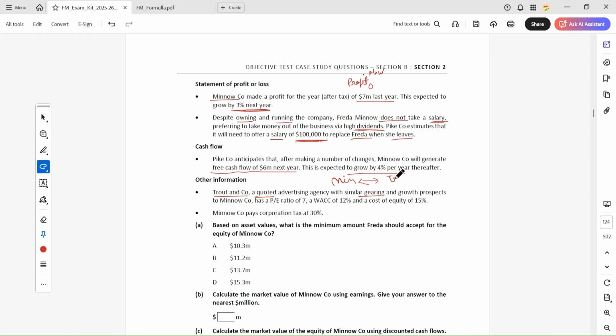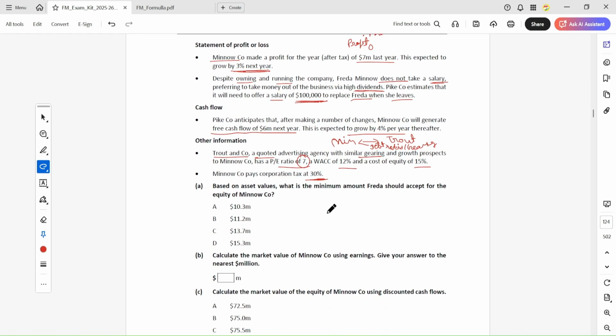Minnow and Trot have the same debt ratio for gearing. The P/E ratio, the WACC, and the cost of equity for Trot company are given. We are also given the tax rate. So based on this information, we have been asked a question.